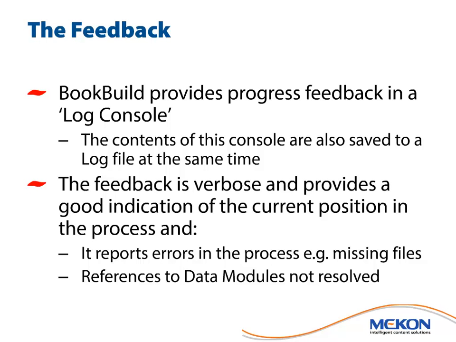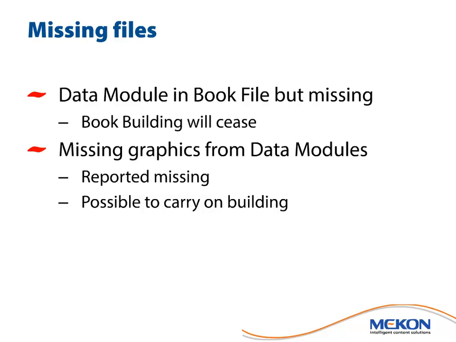The feedback is very verbose and provides a very good indication of the current position in the process, and it reports errors in the process, which includes things like missing files and references to data modules that aren't resolved. If there's a book file in the book that's not there, although it's referenced, the book build process won't go any further. It just stops. If there's something like a missing graphic, they're reported as missing, and provided you click on the necessary button, the standard window that comes up from FrameMaker, then it'll carry on building.